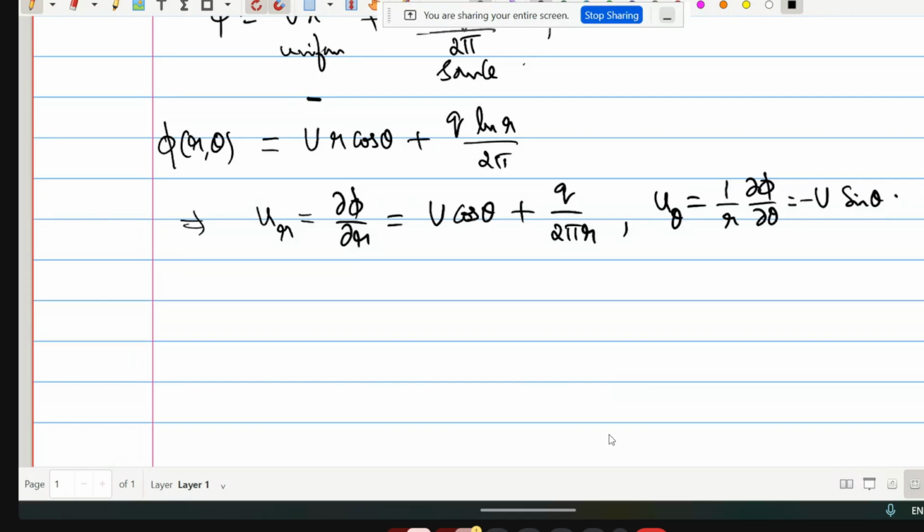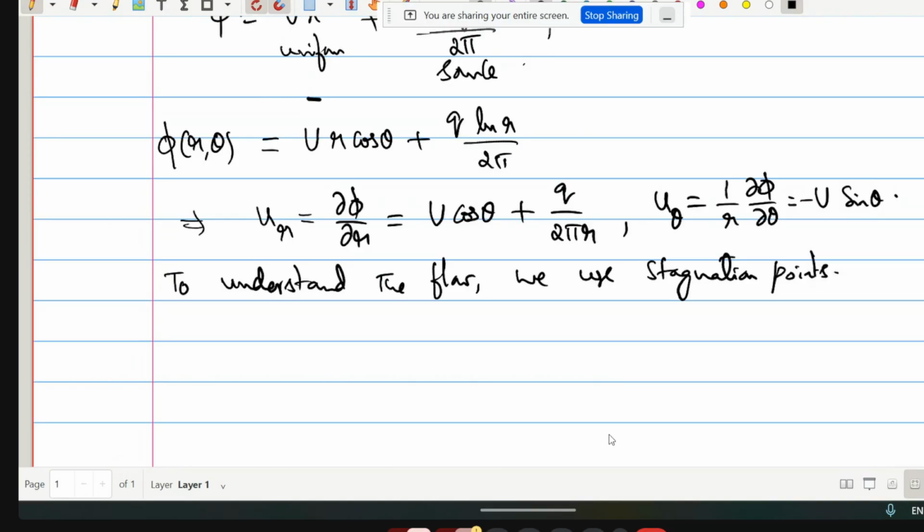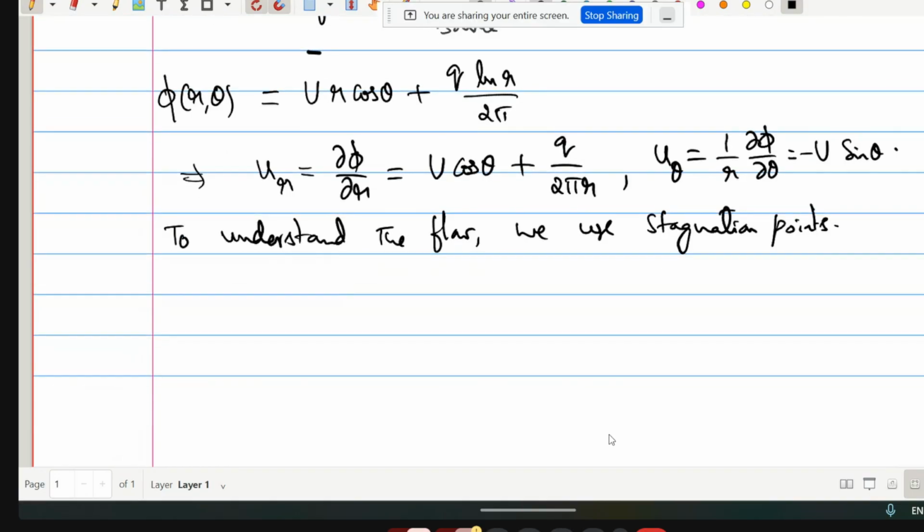Now, how do we understand this flow? To understand the flow, we use the stagnation points, the points through which the streamlines pass. You try to look at your streamlines. So let's look at it this way. Why are we using this to understand the flow? Because the U theta, the sin theta direction only tells you which direction it is going, but you don't know more.